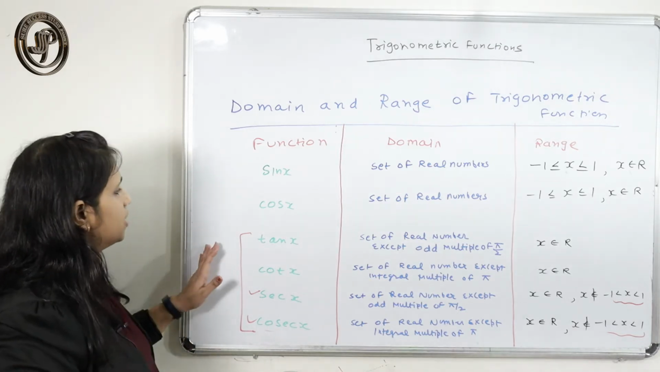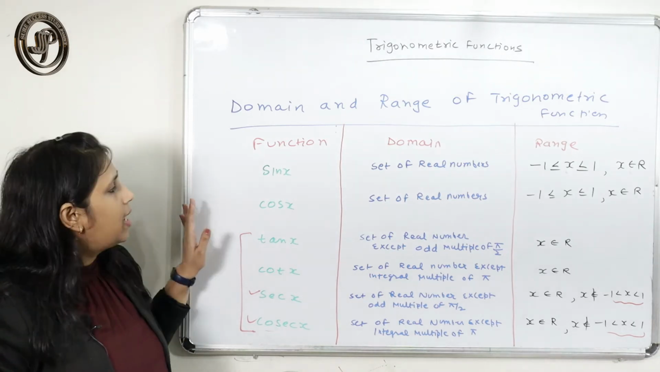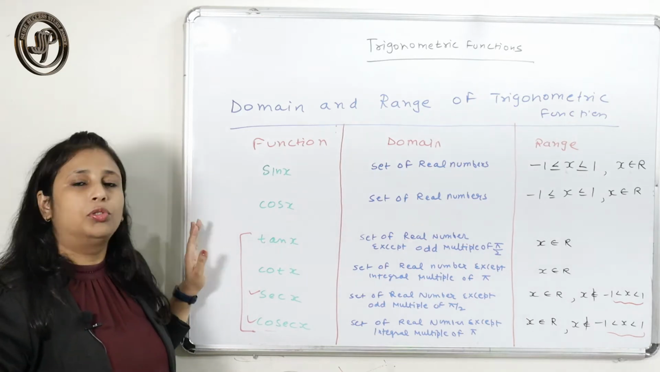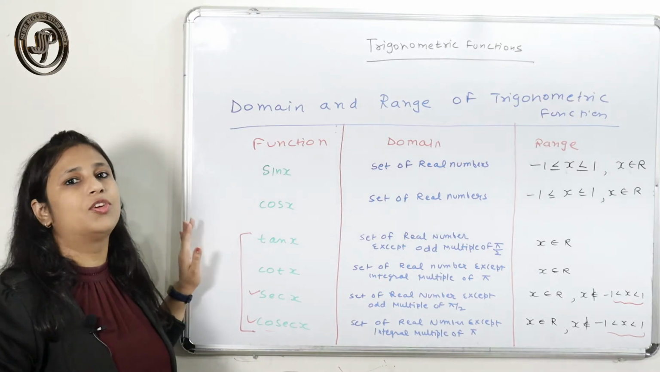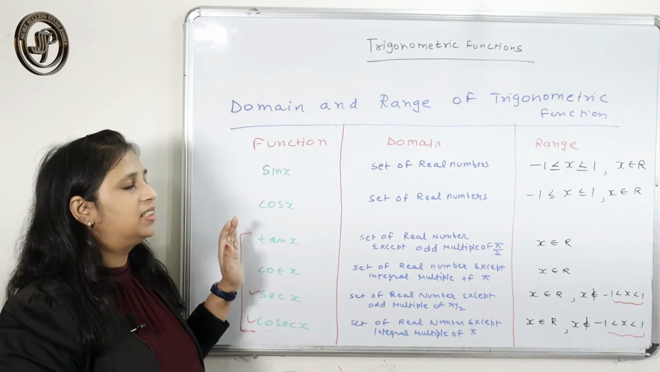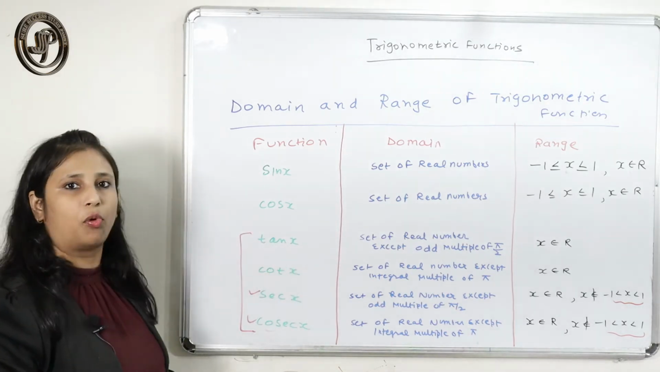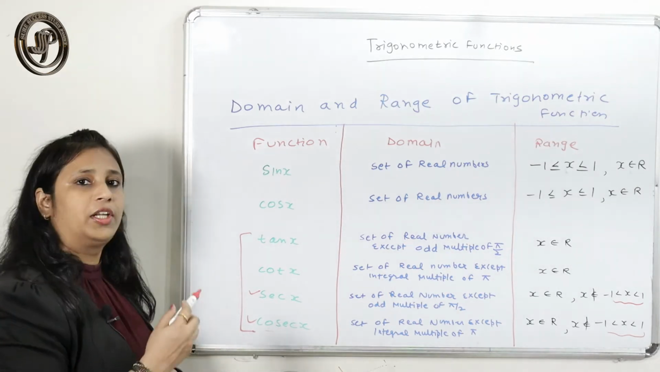So to find the range and domain, you should first know these definitions, that is, where these functions are defined. You have to consider only those values on which your function is defined. So how do you know that? By memorizing the domain and range of the given functions.